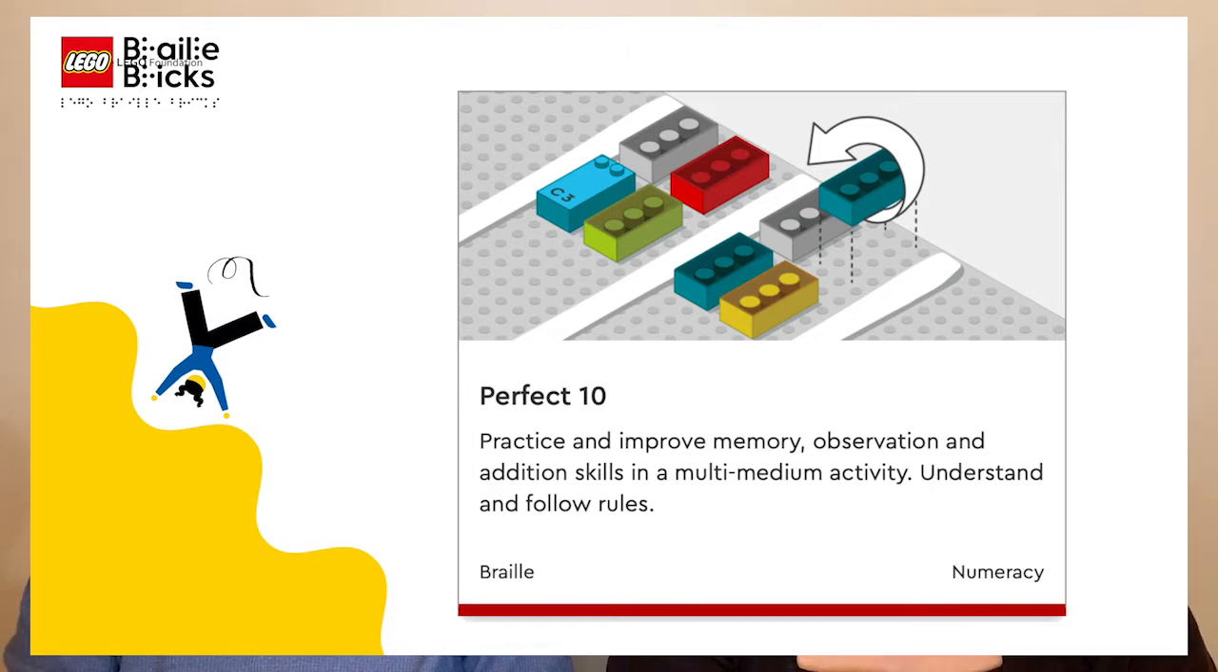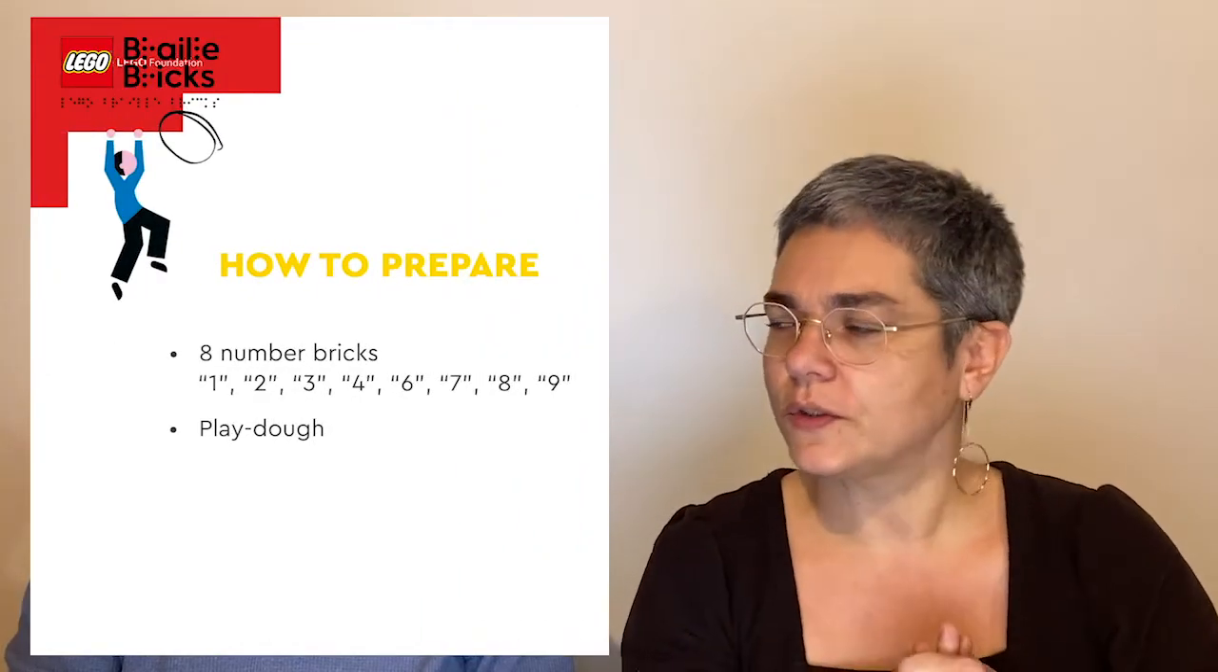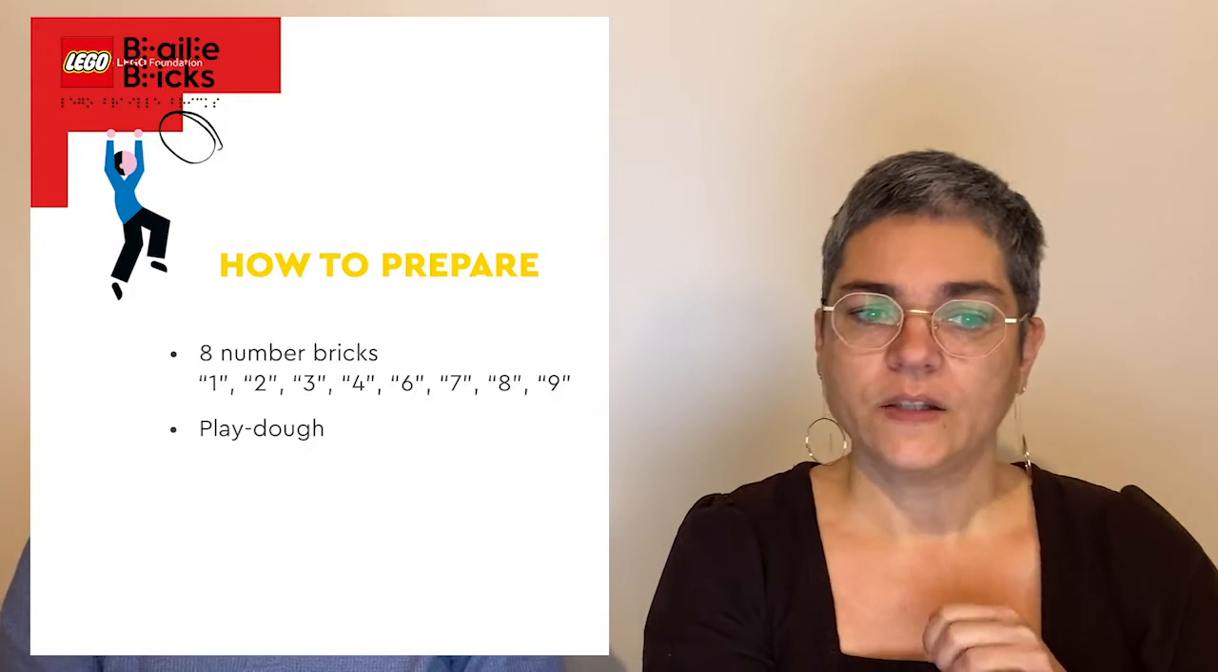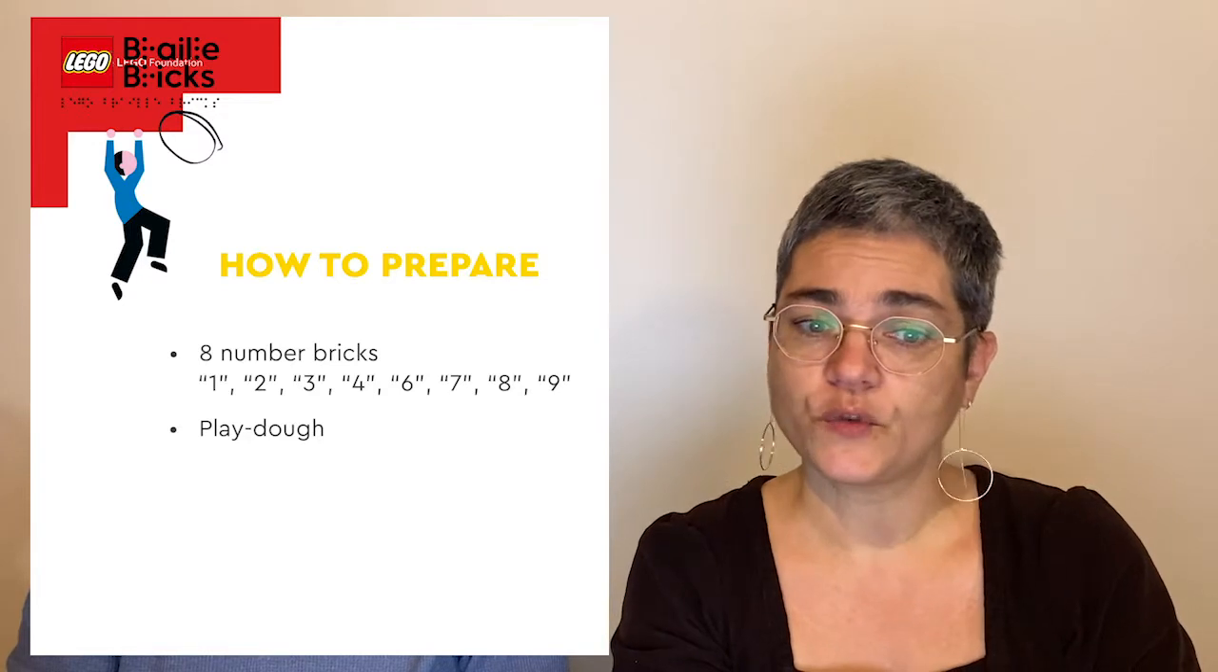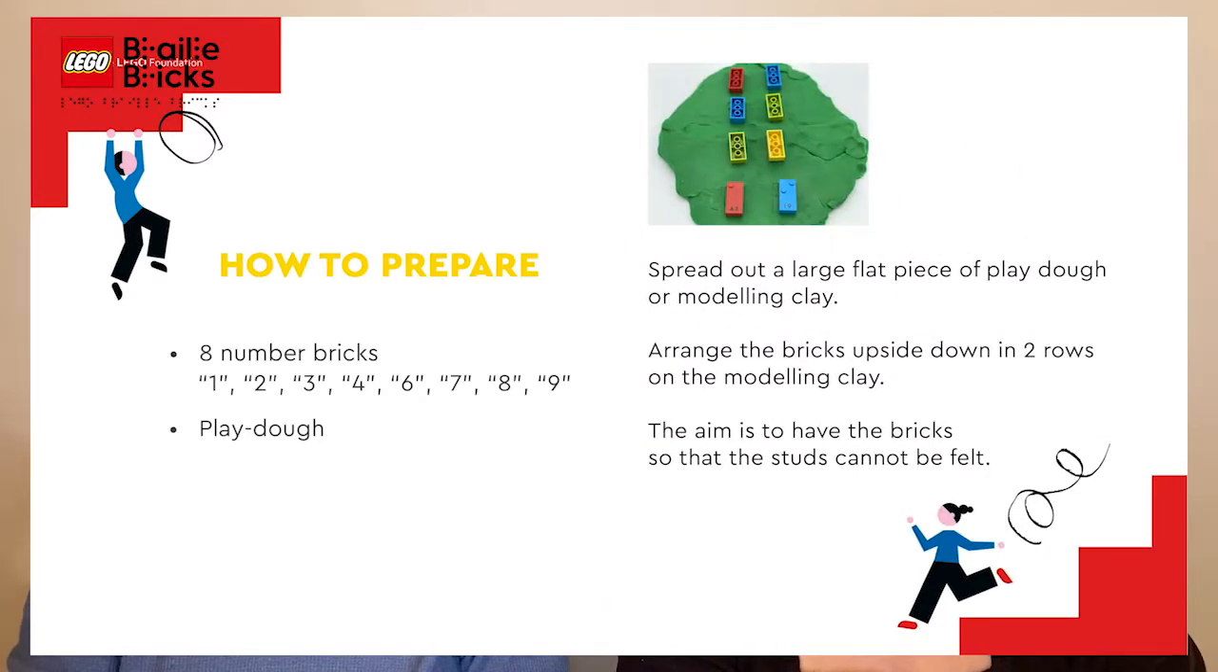To prepare this activity, you need 8 number bricks: a brick 1, a brick 2, a brick 3, a brick 4, and so on. You don't need a brick number 5. So you will have the 8 number bricks and Play-Doh. First you need to spread out a large flat piece of Play-Doh or modeling clay. I don't know what you call it or what you have, so just say it is Play-Doh. You will arrange the bricks upside down in 2 rows on the modeling clay. The aim is to have the bricks upside down so the studs cannot be felt.